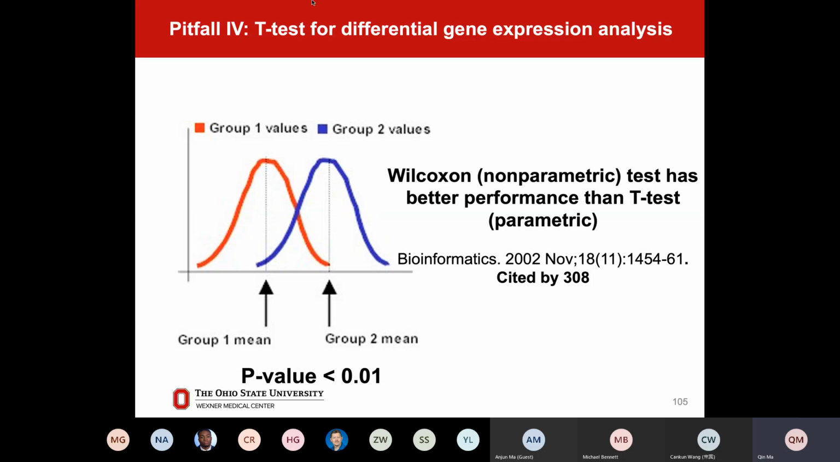And the Wilcoxon test has better performance than the t-test. This is one sentence of the conclusion in this bioinformatics paper, which was published almost 20 years ago. But even now, people are still using the t-test when they have a limited number of samples. So that's something I want to showcase here, and hopefully you can use the Wilcoxon test in the future if you are not sure whether your data follows a normal distribution.